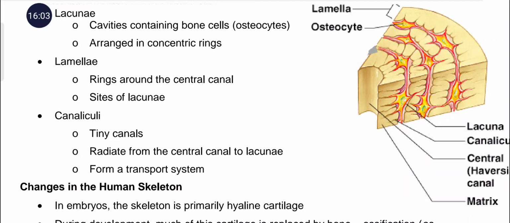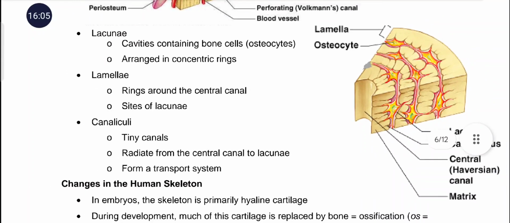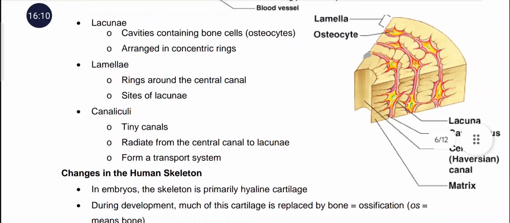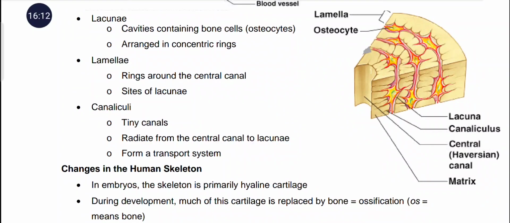Now, looking into the details of the structure. Lacunae are nothing but the cavities which contain the bone cells called osteocytes. So, in the diagram you can observe the osteocytes which are present in the cavities called lacunae, which are arranged in the concentric rings called lamellae. Lamellae are the rings around the central canal which are sites for lacunae. Canaliculi are tiny canals which radiate from the central canal to the lacunae and form a transport system.